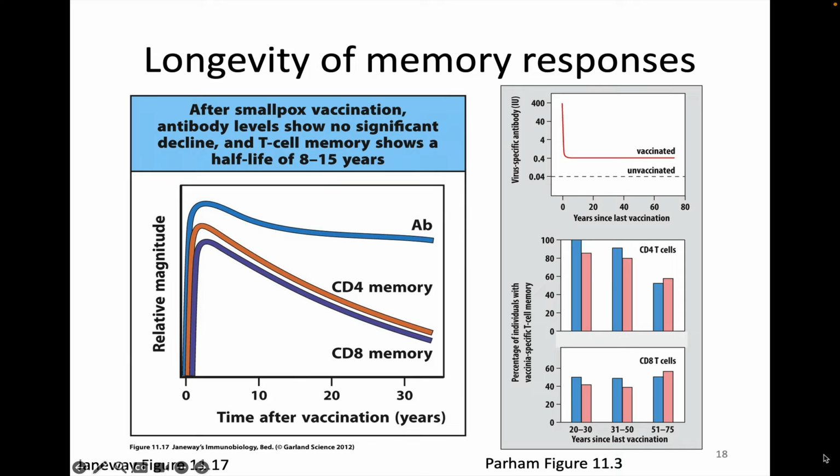There are some caveats to these studies. You might imagine that if we're looking at what happened to you 75 years post-vaccination, you're probably rather elderly, and so we also have to think about effects of what's going on in immune systems of elderly individuals, and these are complicated studies. But the moral of the story is that memory cells can live for a long time.